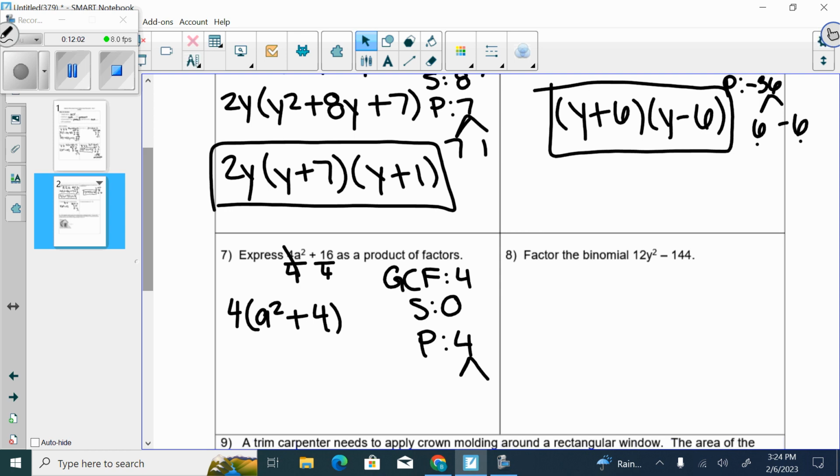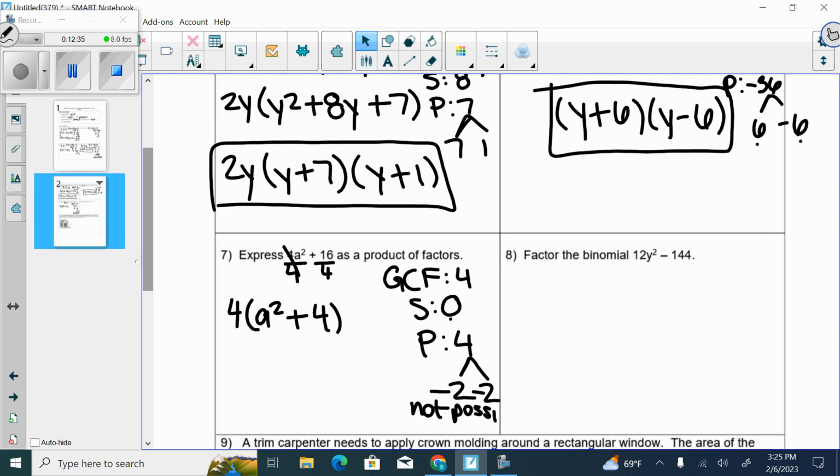Alright, so what multiplies to give me 4? 2 and 2. But is 2 plus 2 0? No. But they had to multiply to give me a positive 4, right? So they have to both be positives, or they could both be negatives. A negative times a negative is a positive, but what's negative 2 plus negative 2? Negative 4, which is still not 0, right? So this one, not possible.